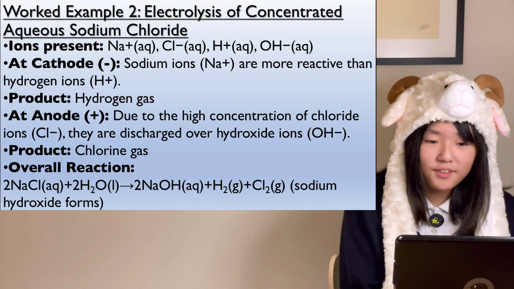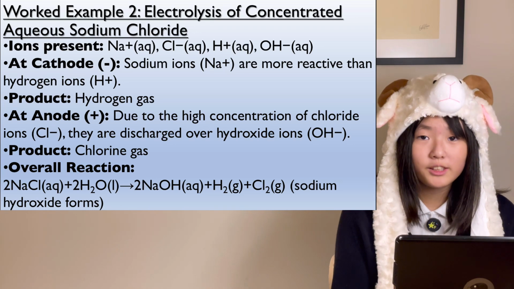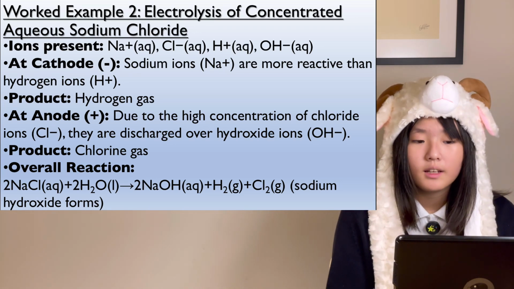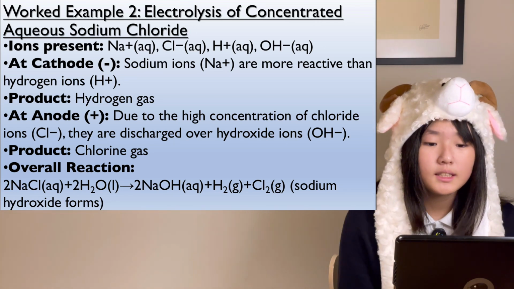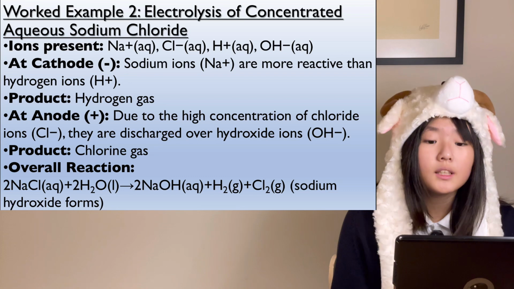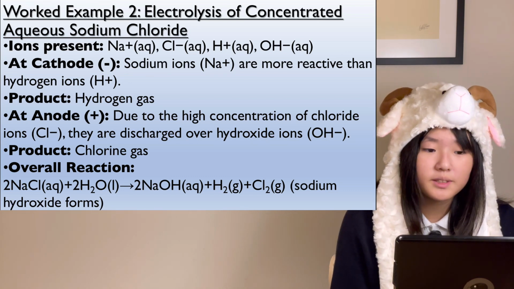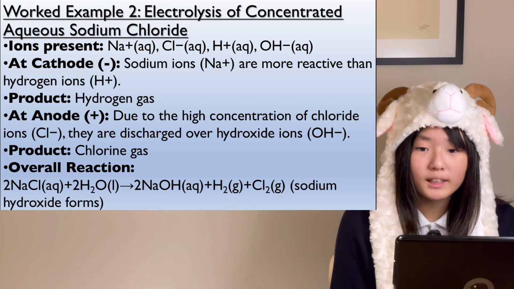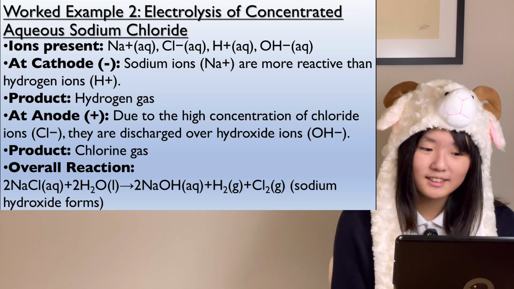Now I'll give you another example of electrolysis of concentrated aqueous sodium chloride. The ions present are Na+ (aq), Cl- (aq), H+ (aq), and OH- (aq). At the cathode, sodium ions, Na+, are more reactive than hydrogen ions, H+. The product is hydrogen gas.